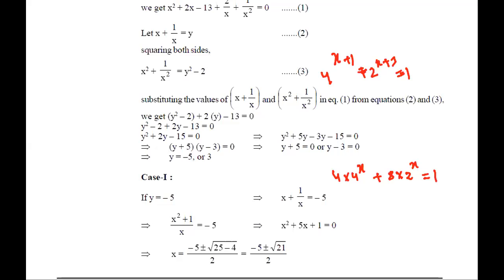Very good. Now, do you see something over here? Right? अब इसमें किसको y मानेंगे? बताओ किसको y मानेंगे? What do you think? सोचो एक बार.